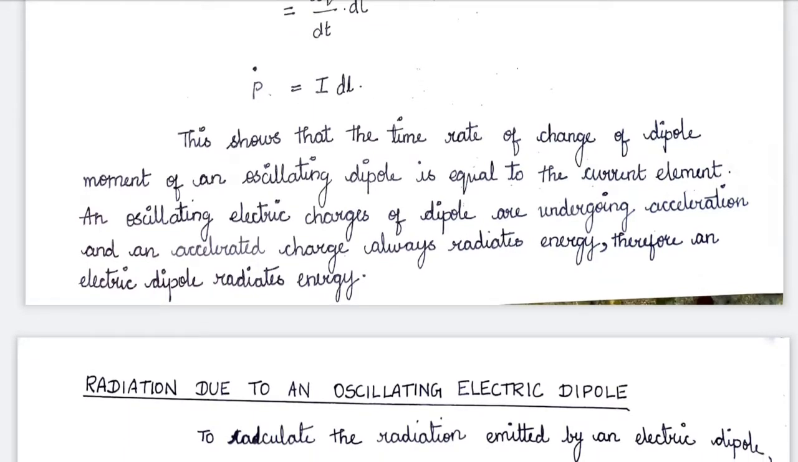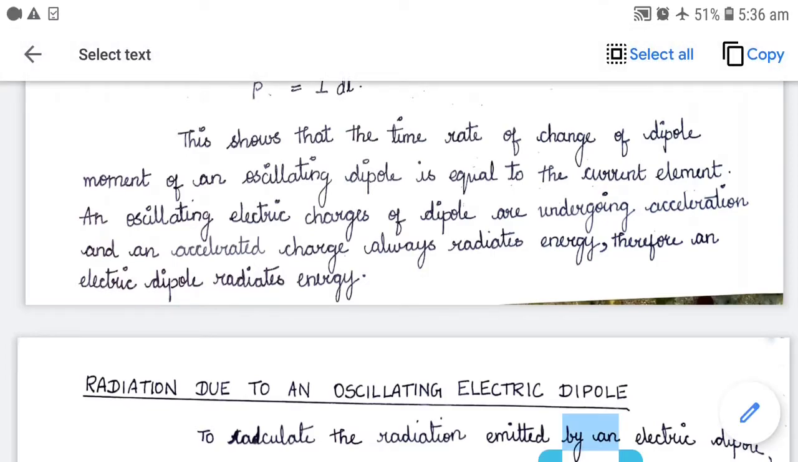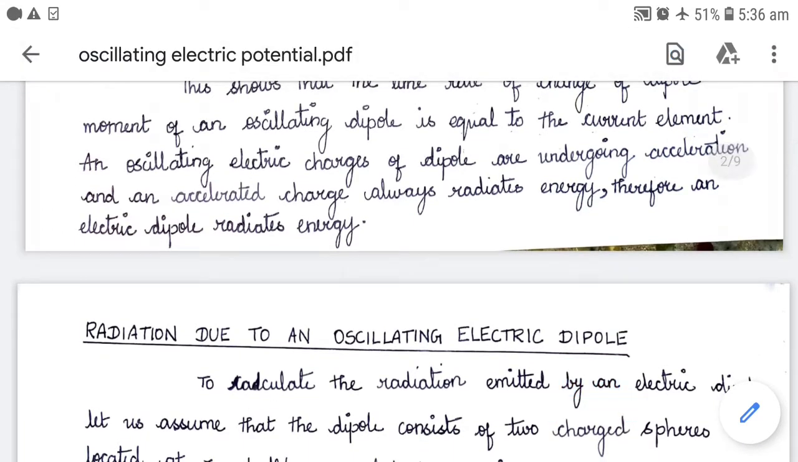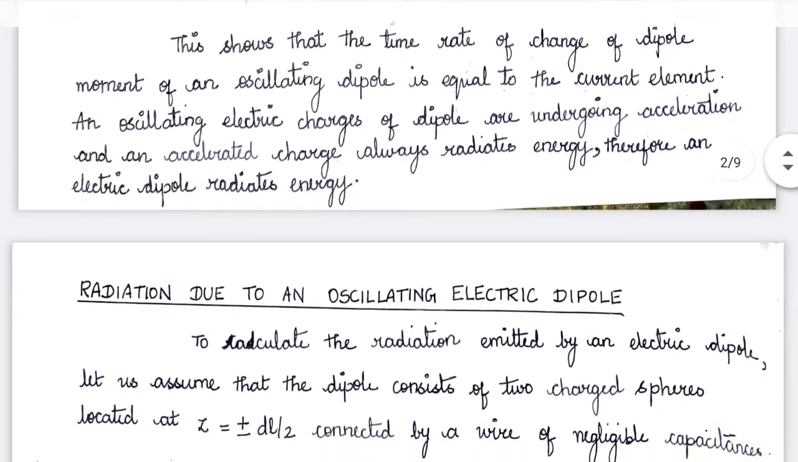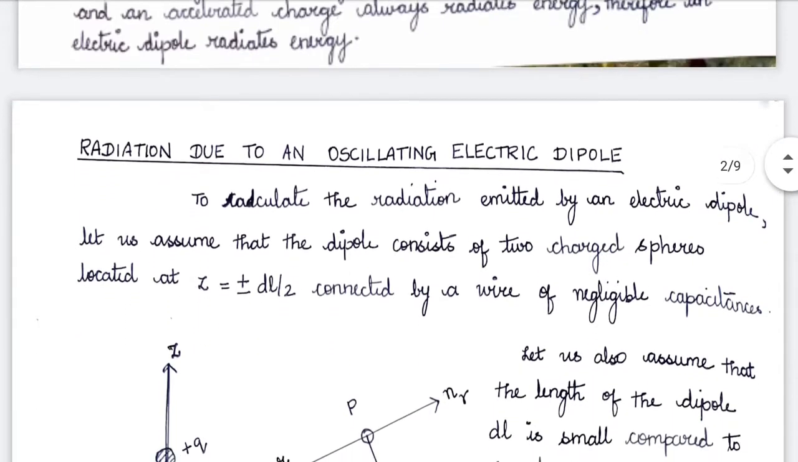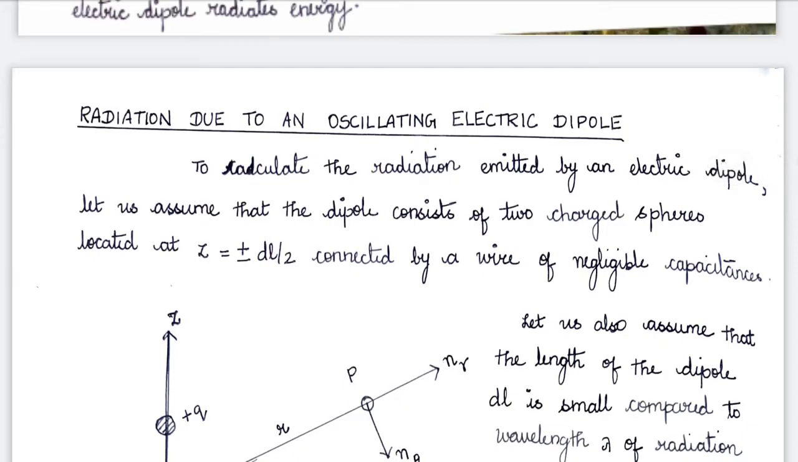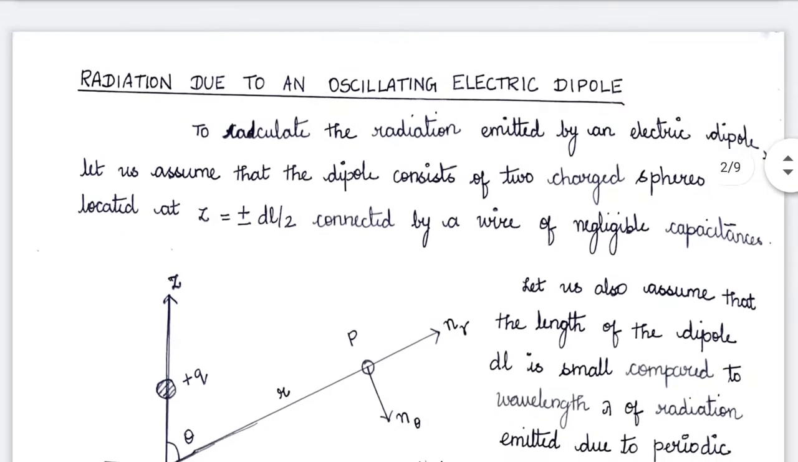This expression shows that the time rate of change of dipole moment of an oscillating dipole is equal to the current element. So if an oscillating electric dipole undergoes an acceleration, and we all know accelerated charges always emit radiation, therefore an electric dipole also radiates energy. Now let us calculate the amount of radiation emitted by an electric dipole.